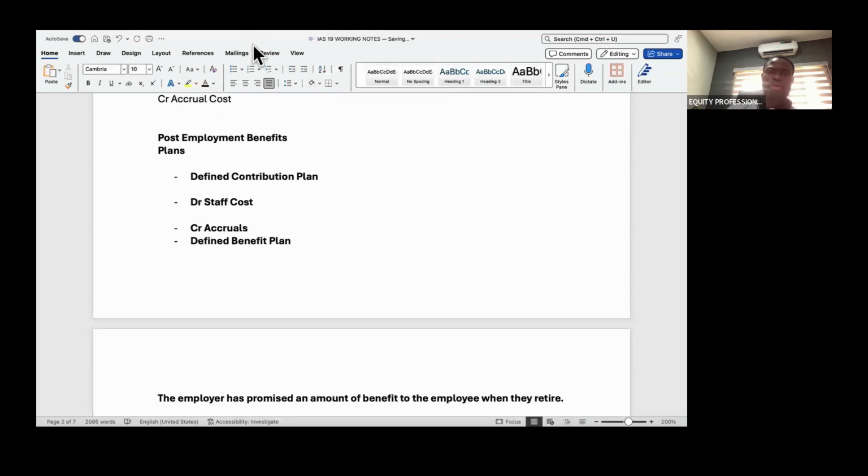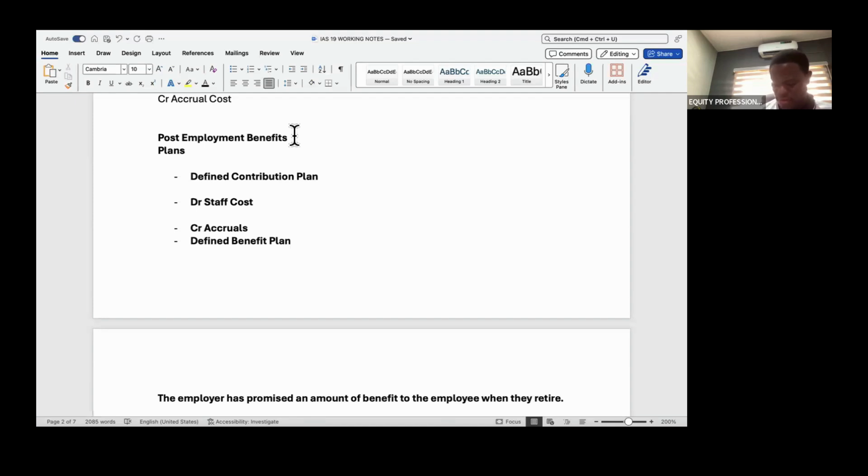Then we went on to post-employment benefits. And we said these are benefits paid to an employee when they retire. A benefit paid to an employee when they retire. And these benefits, that means the employee will work for it for all their service years. It's a benefit they will work for all their service years.